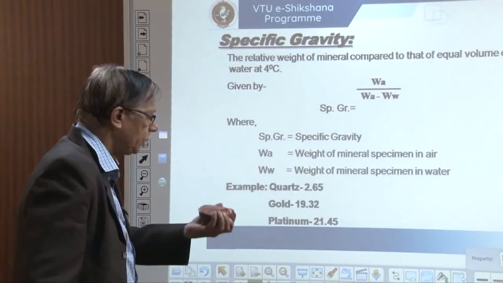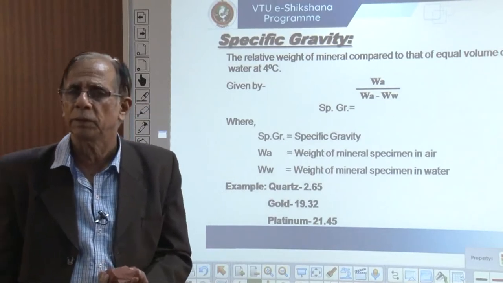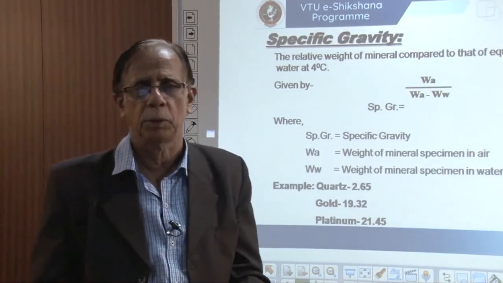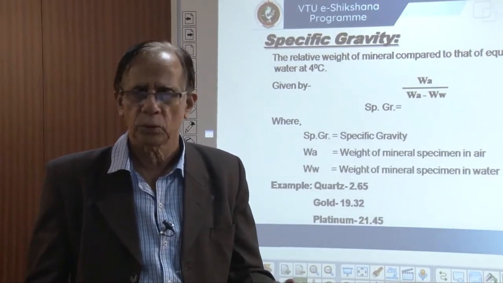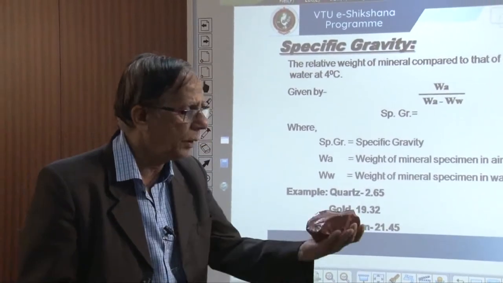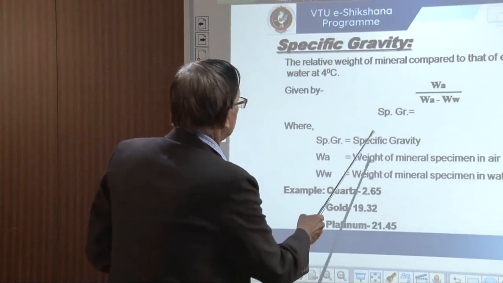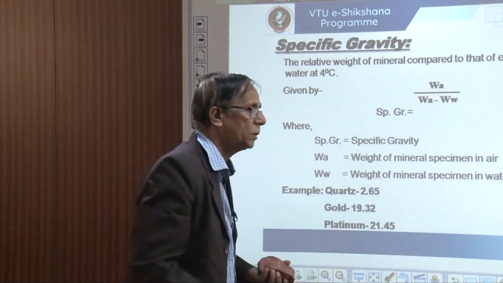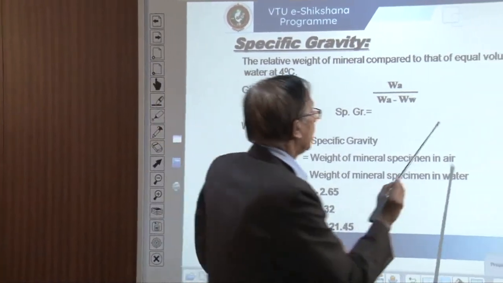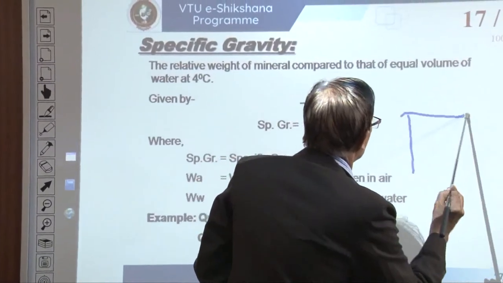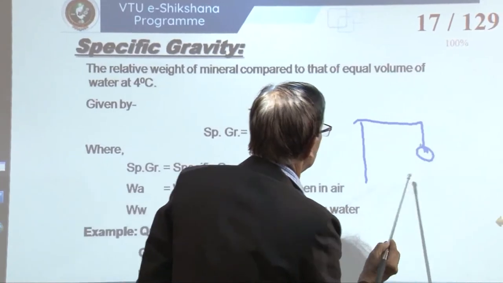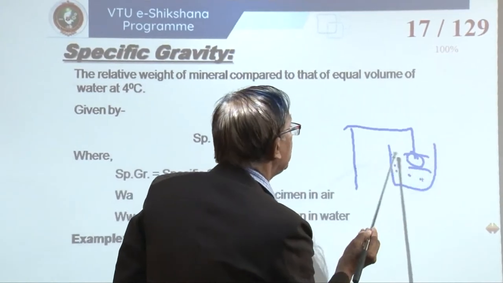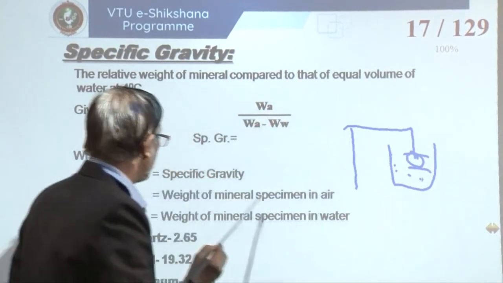I have a specimen. We have several methods. We must have studied the Jolly spring balance, the most ideal method. Density bottle is also another method to find it. We take the weight of the mineral in air, and the weight of the mineral in water. This is the balance, this is the specimen, I weigh it in air, then put a jar, put water, and find its weight again and then compare.